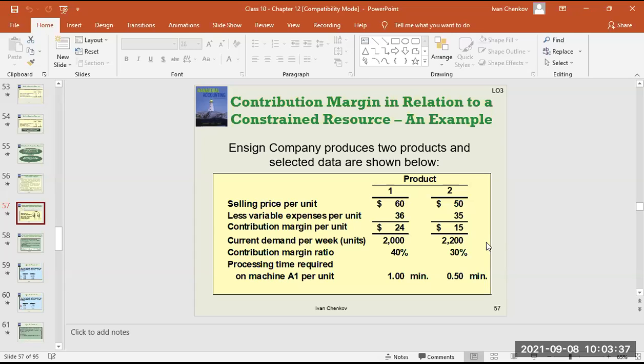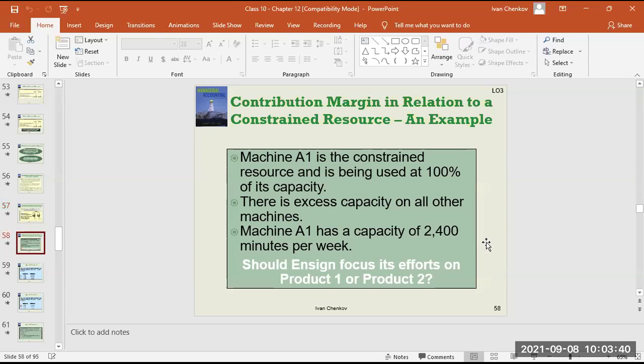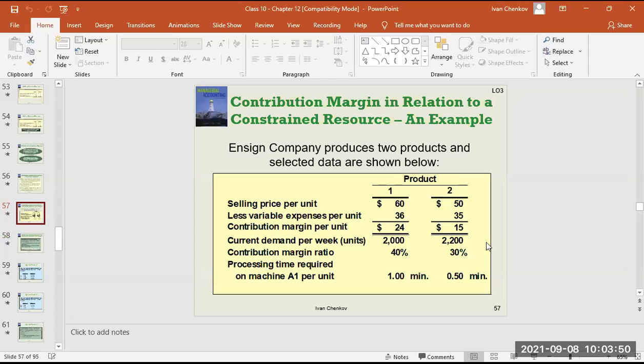And since we have a capacity constraint on the machine, the next question is, how many minutes of capacity do we have? The capacity is 2,400 minutes per week. The question is, how many minutes do we need to produce the entire demand for product 1 and for product 2? For product 1, we need 2,000 minutes, but for product 2, we can produce that demand in 1,100 minutes.